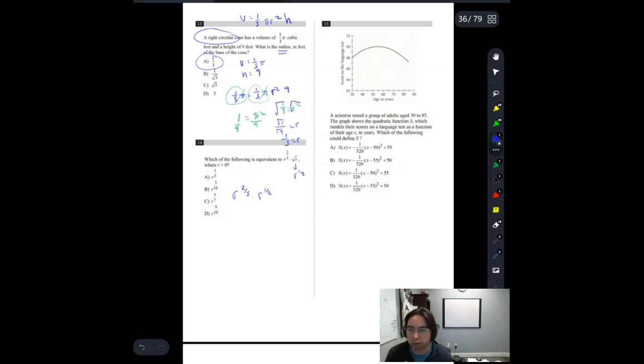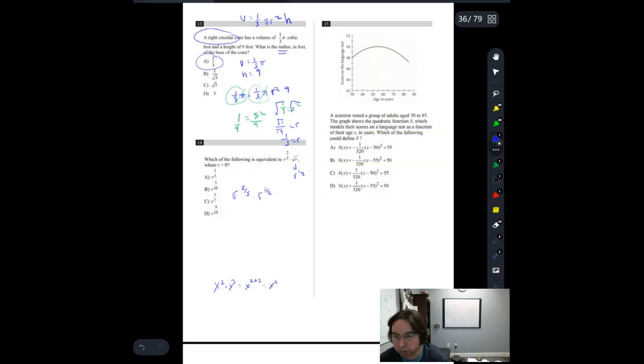Now remember, when we're multiplying exponents, what we're really doing is adding those exponents, okay? I always tell students, if I have x squared times x cubed, what that's really saying is x to the 2 plus 3, which gives me x to the 5th.